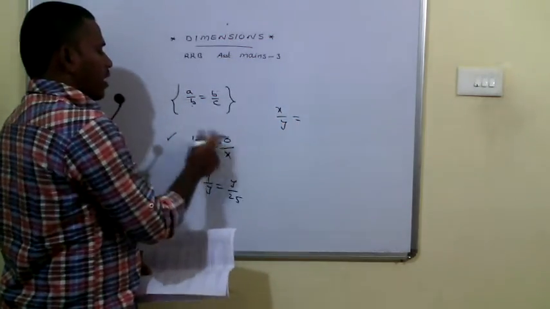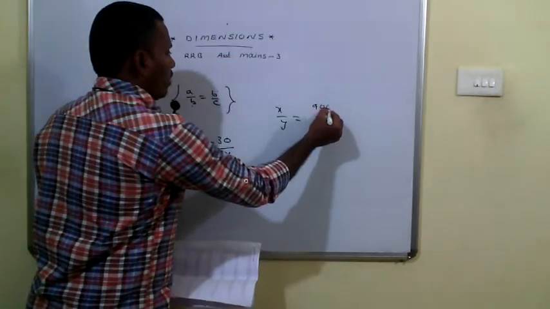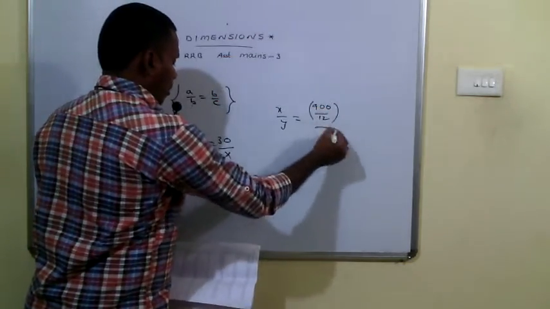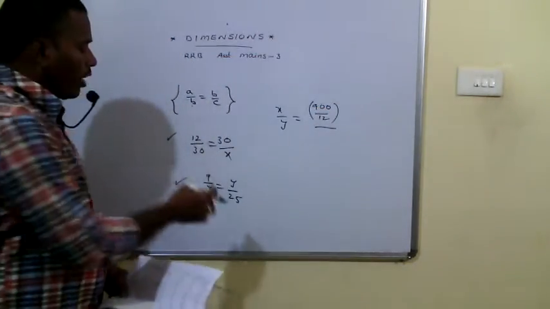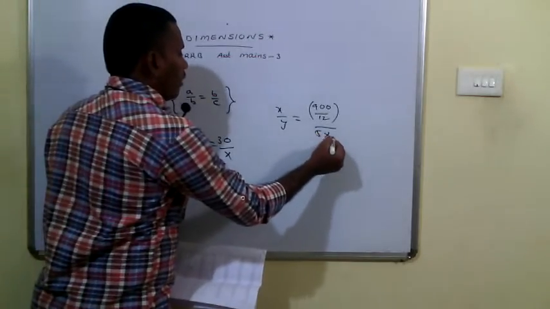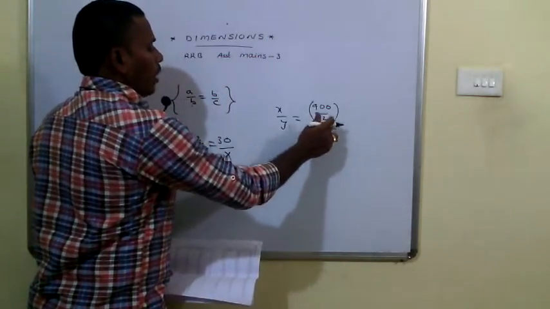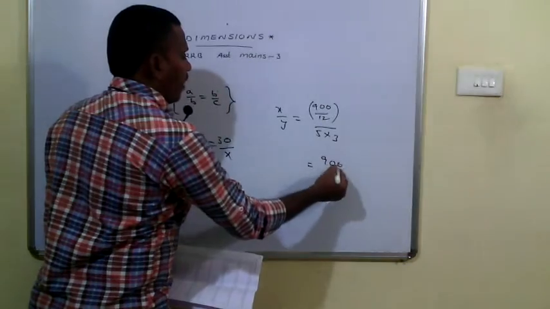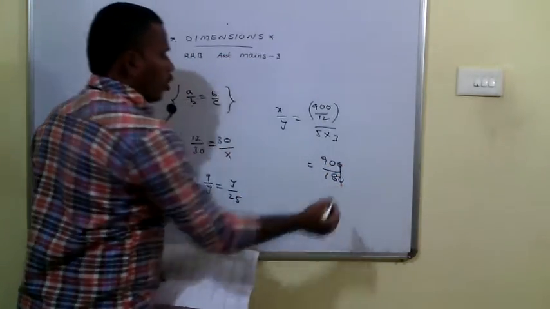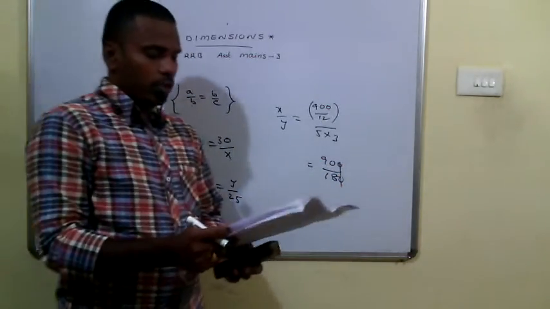So what is x? 900 by 12. x is divided by y. What is y? y square is 25 into 9, y is 5 into 3, which is 15. 12 into 15 is 180. So 900 divided by 180 is 5. So 5 is to 1 is your answer.